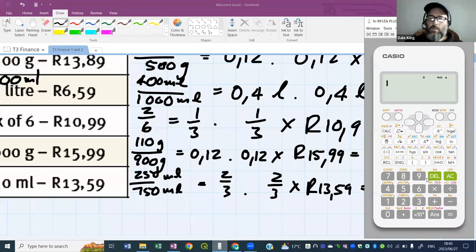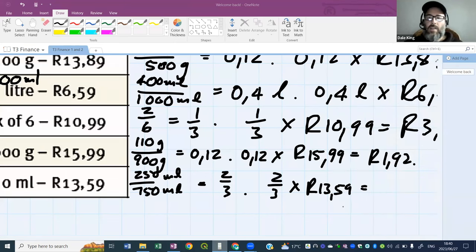Okay, so 2/3 × 1359, and that gives us 906. No, 2/3 of 13.59 is 9 rand and 6 cents. We all getting that? 4 and 8. What have I done wrong?